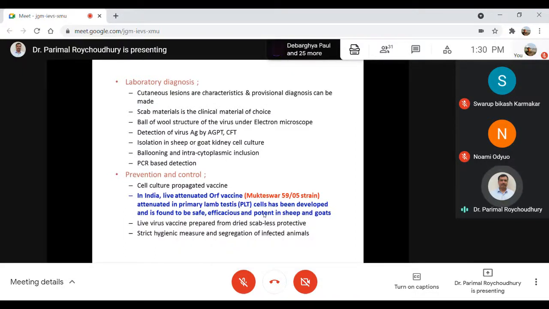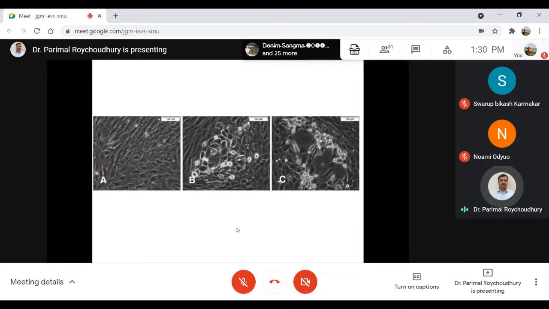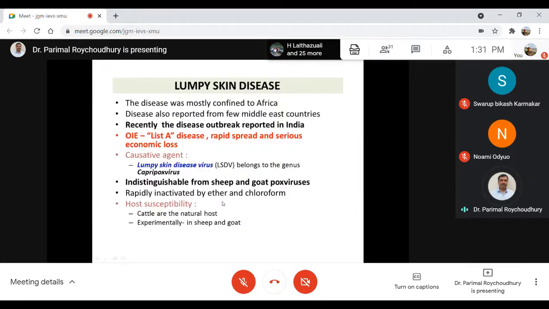And these vaccines are available. Even from India, we export this vaccine to some of the African countries. So that's the aspect. When you grow viruses in this kind of cells, particularly the epithelial cells, rounding and ballooning are the changes which indicate the growth of the virus. This is called typical cytopathic effect produced by the virus.